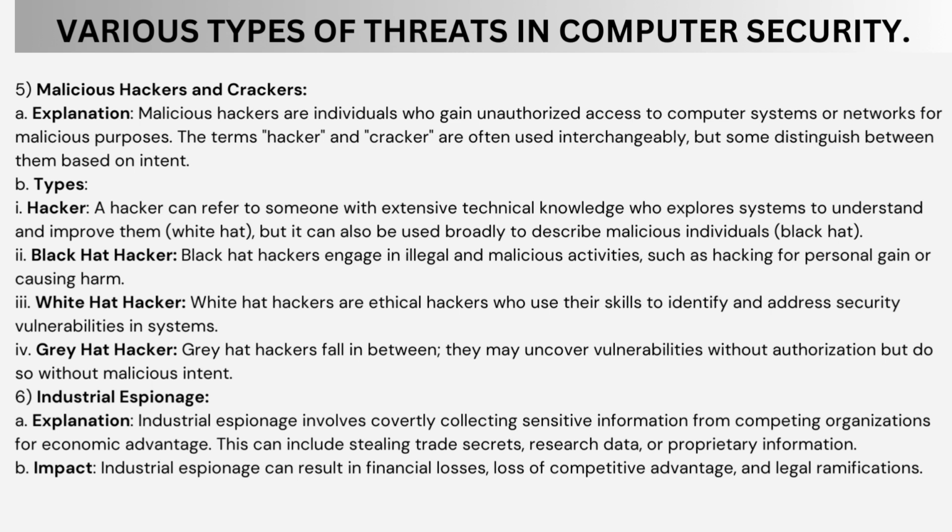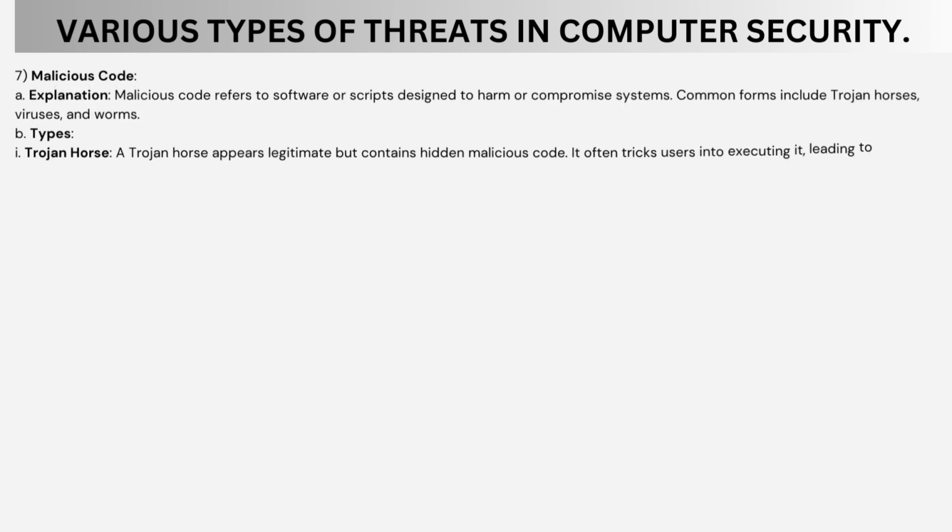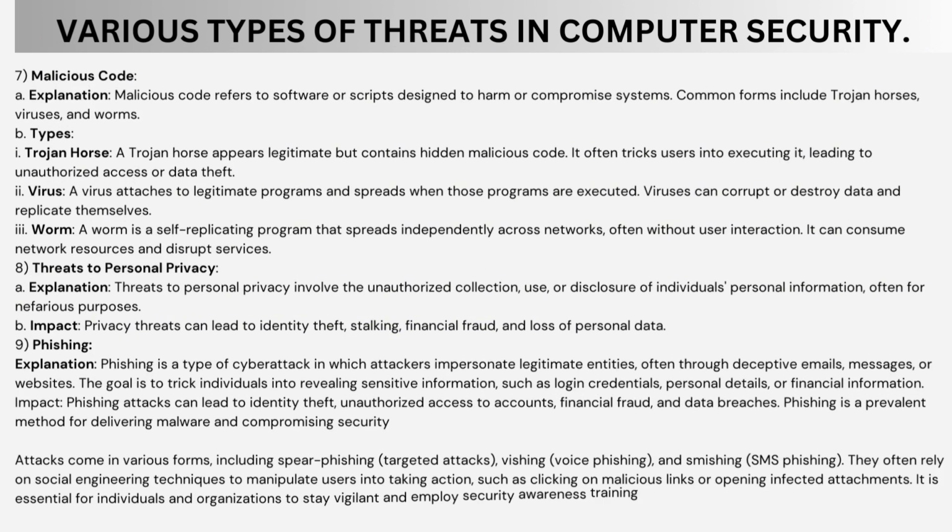Industrial espionage. Industrial espionage involves covertly collecting sensitive information from competing organizations for economic advantage. This can include stealing trade secrets, research data, or proprietary information. The impact is that it can result in financial losses, loss of competitive advantage, and legal ramifications. Malicious code. Malicious code refers to software or scripts designed to harm or compromise systems.